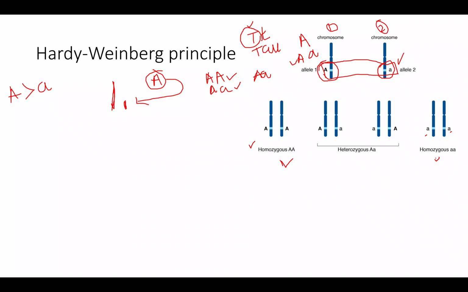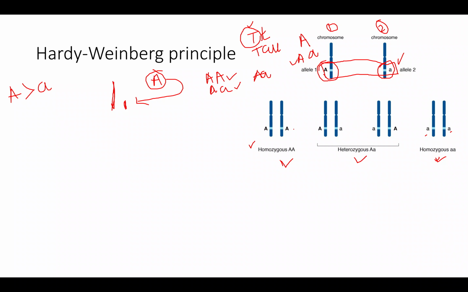Homozygous if we have similar allele of a gene. Heterozygous if we have different allele of the same gene. So allele is a different form of a gene which is present in the chromosome.